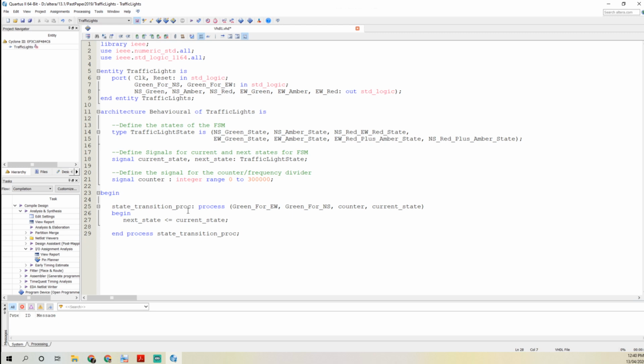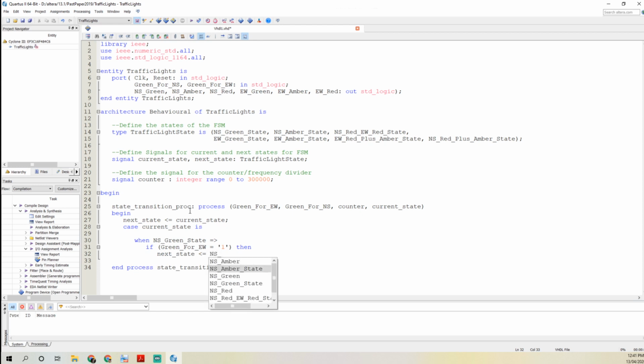All right, and then as with any finite state machine process, we're going to have our case when statement. So in the case of my current state, right, when it's in north-south green, well, if green for east-west is equal to 1, then my next state is going to be my north-south amber state.